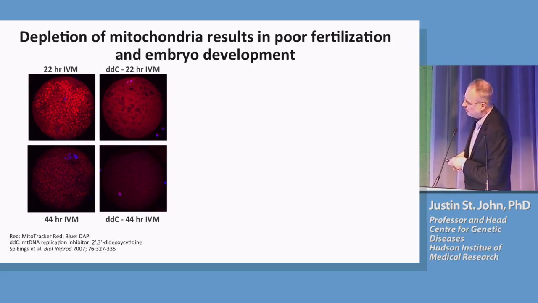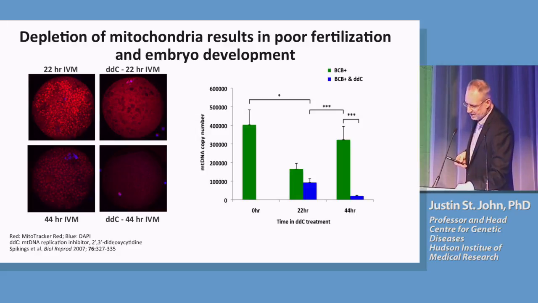But just to emphasize the importance of the model further, we've used an agent which depletes cells of their mitochondrial DNA during in vitro culture. And you can see that when you culture BCB positive eggs with this depletion agent, firstly after 22 hours and then at 44 hours of culture, you're losing mitochondrial DNA integrity. The reason for that is that you've got a steady reduction in mitochondrial DNA copy during the final stages. So when we get to the 22 hours where we see a decrease, we get more of a decrease.